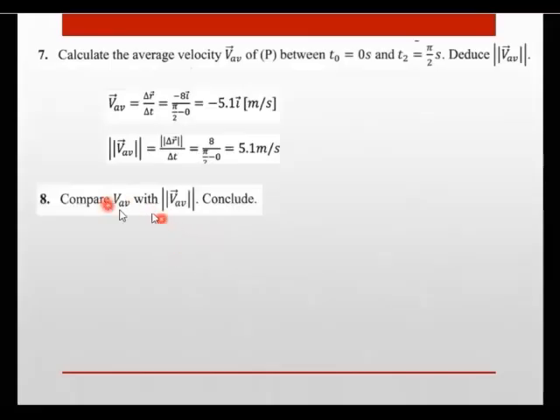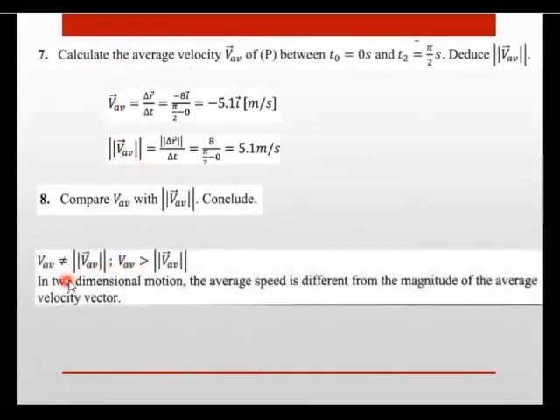8, he said compare V average, which is the speed, okay, not this, and the magnitude of the velocity. V average was calculated, and it's different from the magnitude of the velocity. It was bigger. This is my conclusion, that in two-dimensional motion, the average speed is different from the magnitude of the average velocity vector.